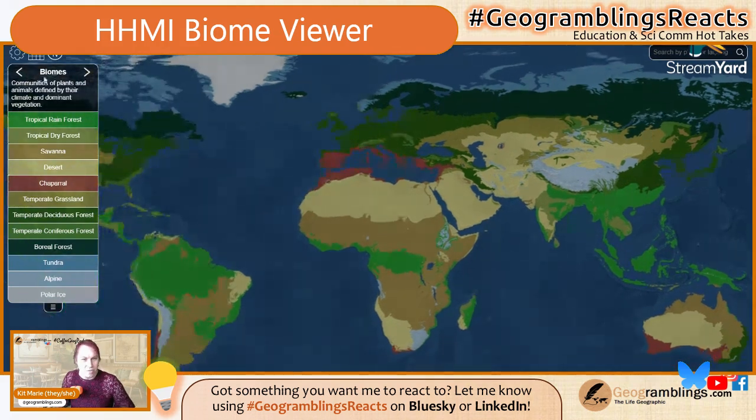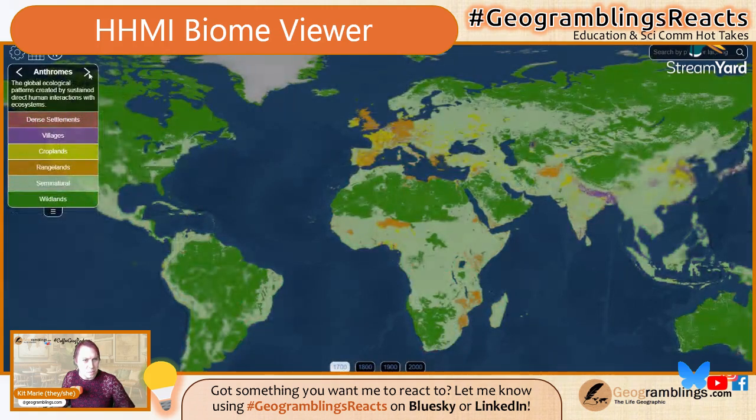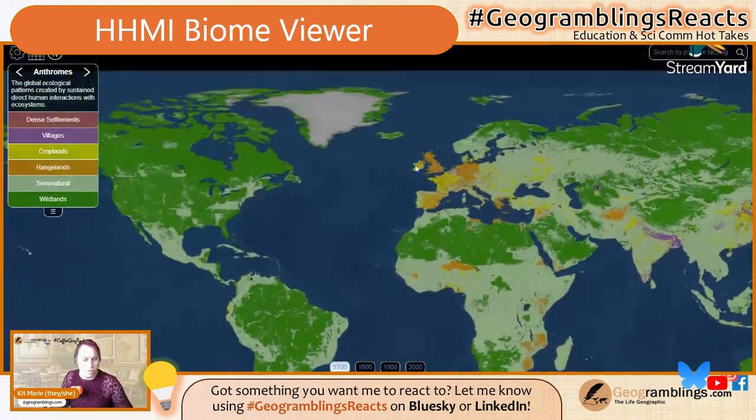Right, okay, let's see what else is there. There's some arrows up here, so let's have a play around with these. Oh, anthromes. Anthromes. That's not a word I've come across before. The global ecological pattern created by sustained direct human interactions with ecosystems. Well, that makes sense, doesn't it? Okay, so it's basically biomes that have had human interactions with them.